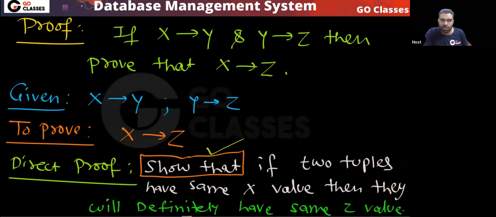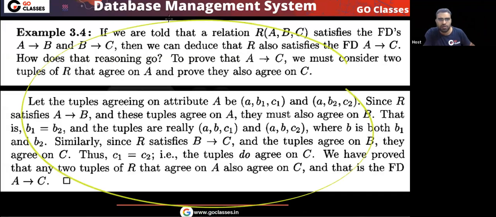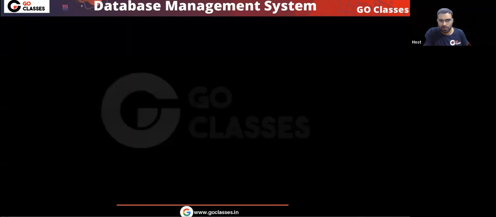So this is the proof of transitivity. We have seen the proof of the transitivity law. Very simple. You can read this proof. The same proof we have already seen.